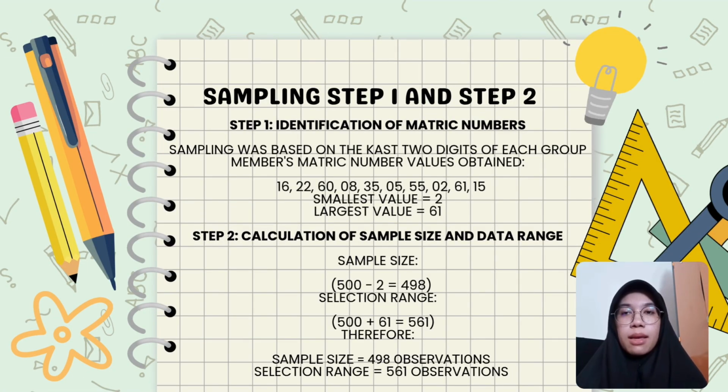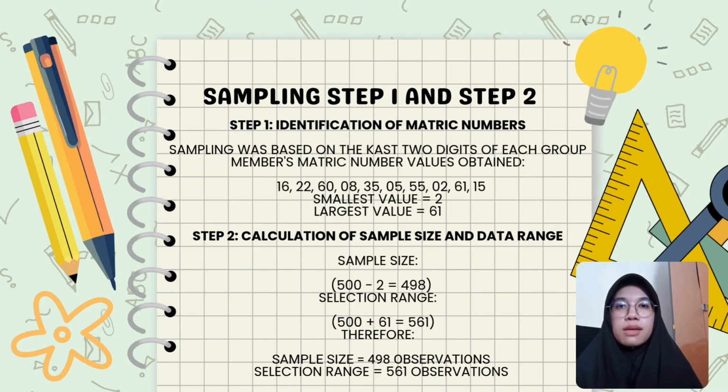Now I will explain the sampling method, steps 1 and 2. First, we identify the last 2 digits of each group member's matrix number. The values obtained were 16, 22, 68, 25, 5, 55, 2, 61, and 50. For these values, we determine the smallest and the largest numbers. The smallest value was 2, while the largest value was 61. These 2 values were then used in the next step to calculate the sample size and selection range.